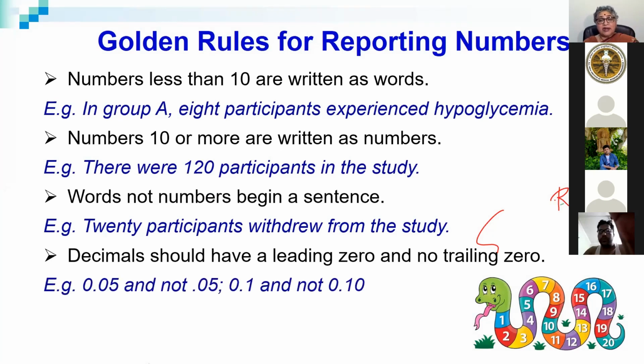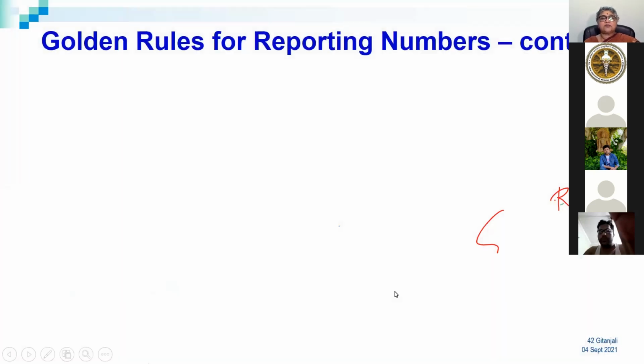Decimals should have a leading 0 and not a trailing 0. So 0.05 is correct, not .05. Okay, so it should have a leading 0. Decimals should have a leading 0 but not a trailing 0. So 0.1 is correct, but 0.10 is wrong. You don't need to have a trailing 0.